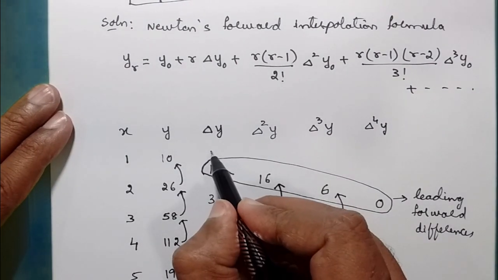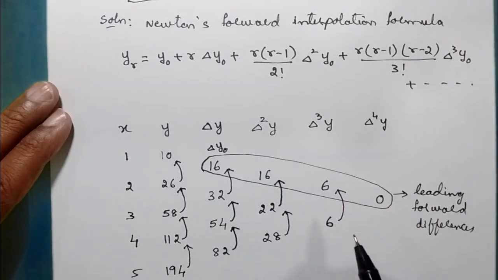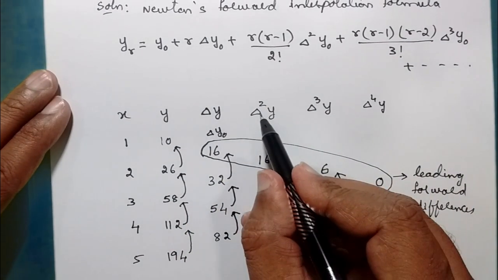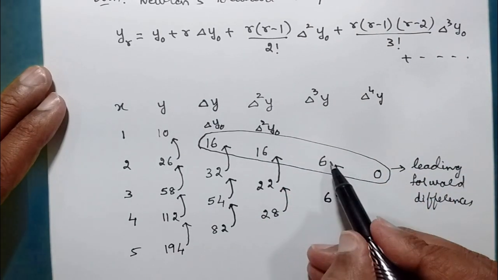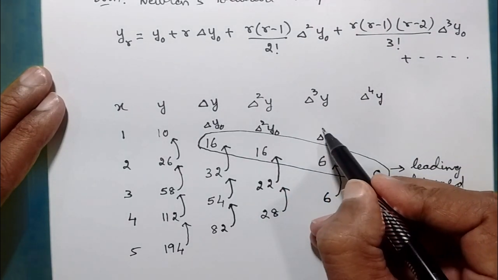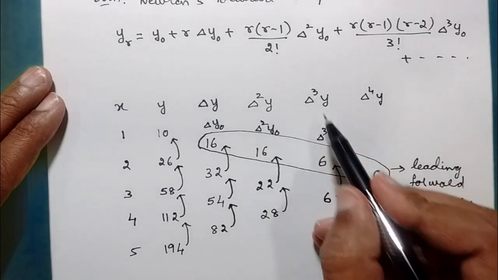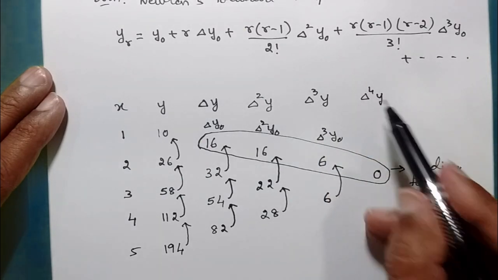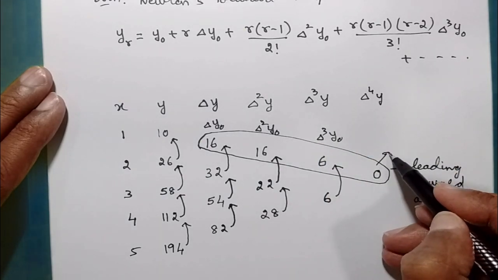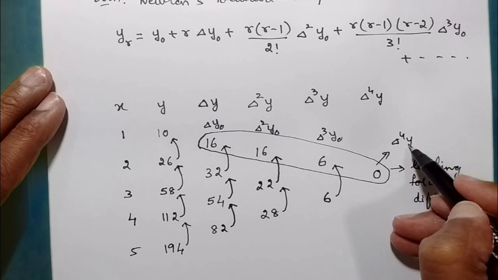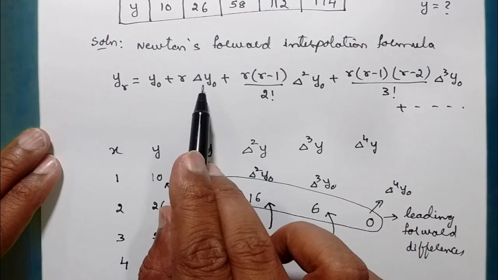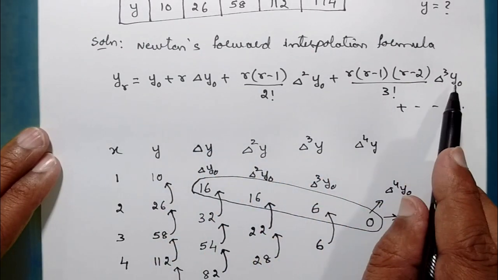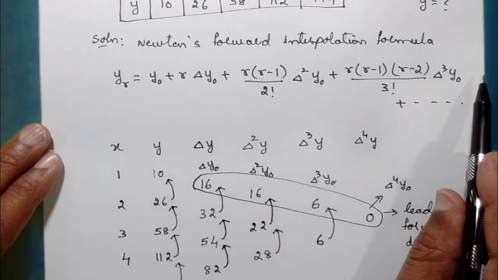So the first value will be represented as delta y naught. This is the second value here, second difference, it is delta square y naught. The third value over here will be delta cube y naught, because delta cube is there. Delta power of 4 is there, so this value will represent delta power of 4 y naught. So we have got all these values over here: delta y naught, delta square y naught, delta cube y naught, and delta power of 4 y naught.